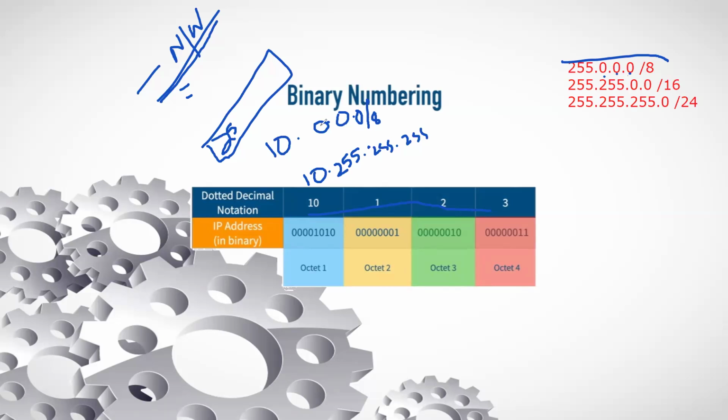Keeping this as our example, this 0 will become 1, and this 255 will be replaced with 1. So 10 and 1 will be the same here, because that is constant. It's not changing. That's the reason we are calling it the network. So in that case, 10.1.0.0 slash 16 will be your network, and 10.1.255.255 will become your broadcast, right?